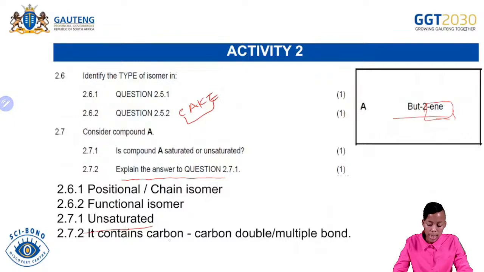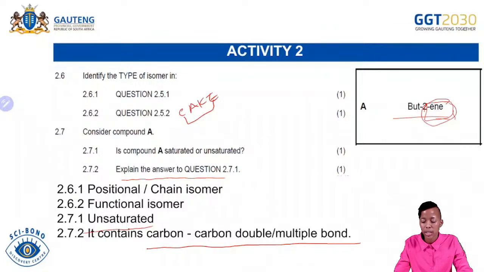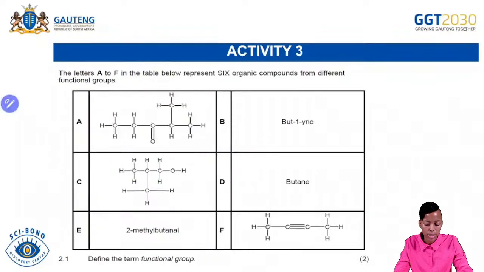So 2.7.2, explain the answer to question 2.7.1. Then it says it contains carbon-carbon double or multiple bonds. So even if you are to draw the structure, you will see that on carbon number 2, because of this "ene", you have a double bond. Okay.